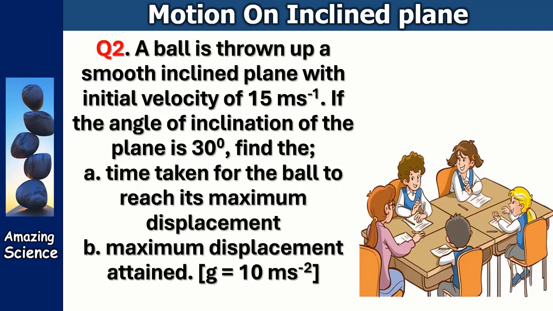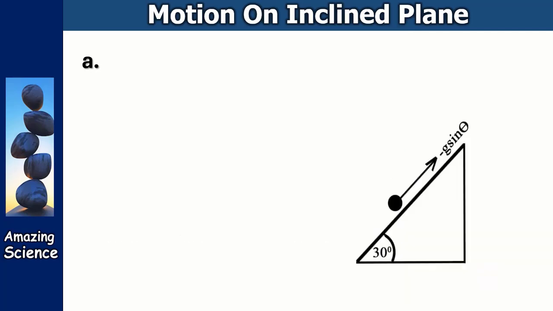Let's have another free body diagram to analyze the question. So from the question, the object is now thrown up the plane, and so it will be moving against gravity. So the value of g must be negated, and so from the diagram we have the minus g sine theta. So the A part of the question says we should find the time taken to attain its maximum displacement.